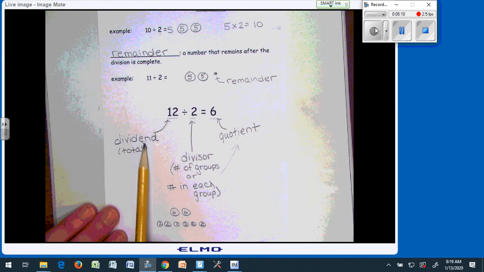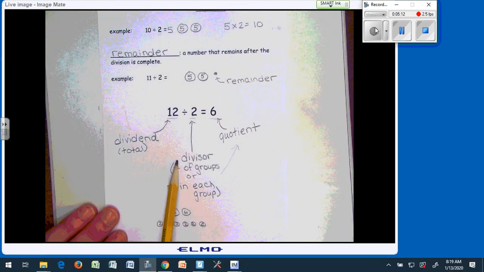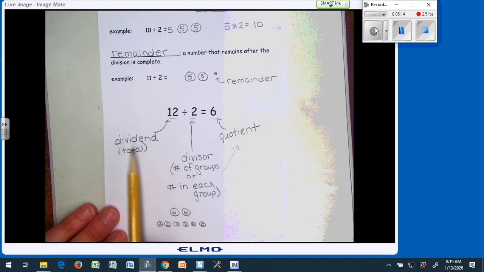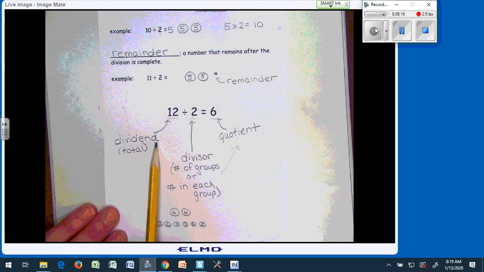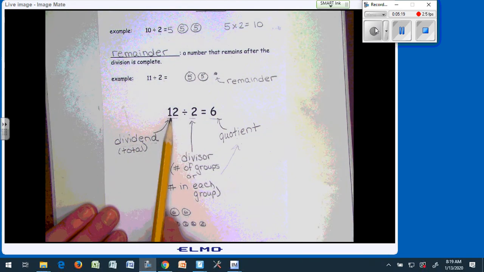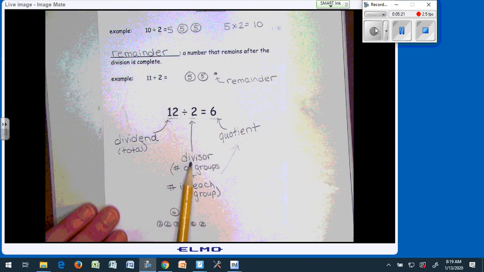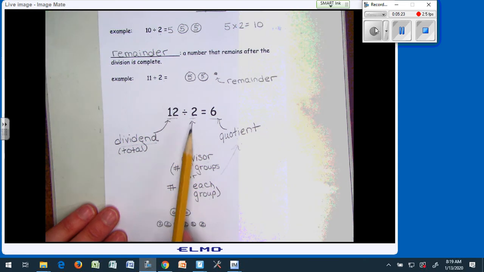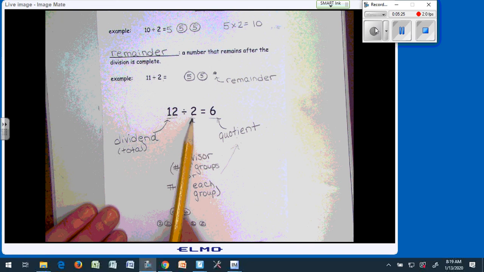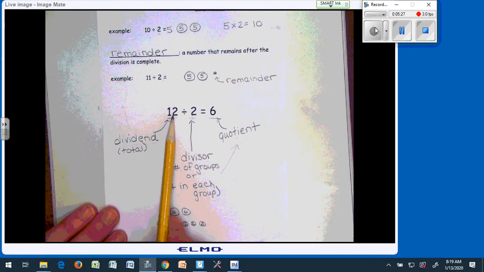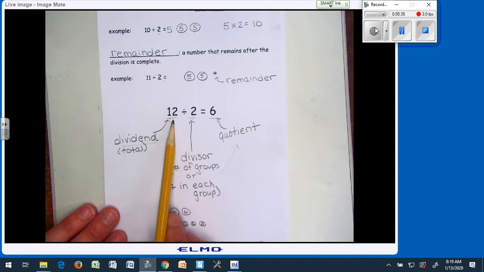I always remember the dividend and the divisor because those are tricky. They both start with a D, but this word is bigger. It has more letters, and so therefore it is the bigger number. Divisor is the smaller word, so it's going to be the smaller number. Because division is like subtraction, this always must be the larger number. You're not going to ever take two things and divide them into 12 groups. That's not going to happen. So always keep that in mind.